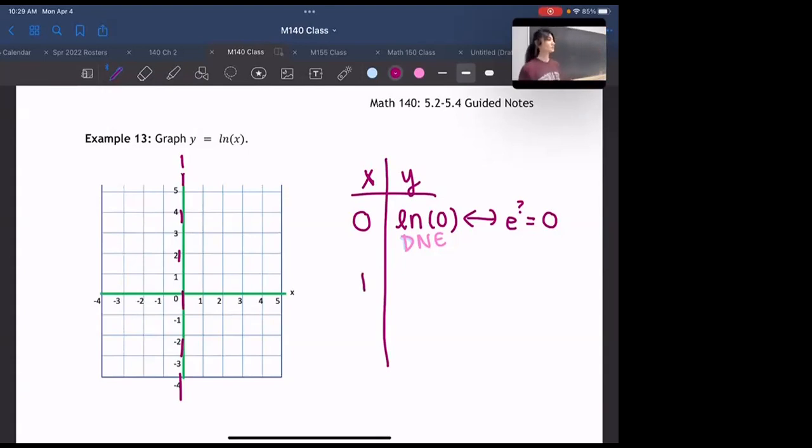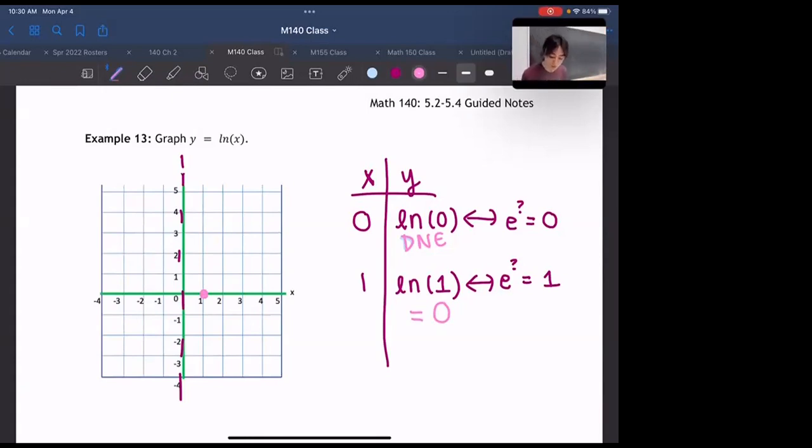Let's plug in x equals 1. Natural log of 1. You can either type this in your calculator, or you can think of this as e to the what power equals 1. What power can I raise something to get 1? 0, right? And that works with any number. Log base 5, log base 7, anything to the 0 power equals 1, right? So this equals 0. So we have the point (1, 0) on our graph. This point, oh, yeah.